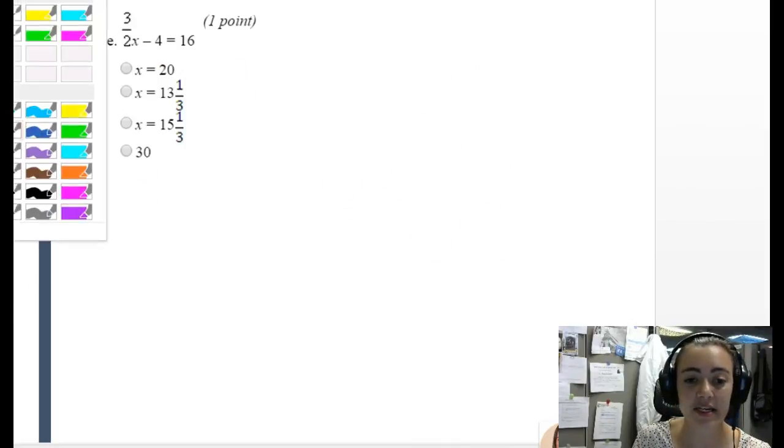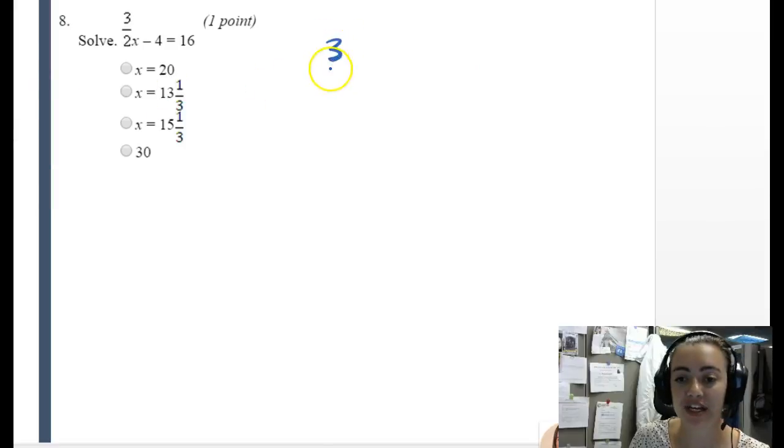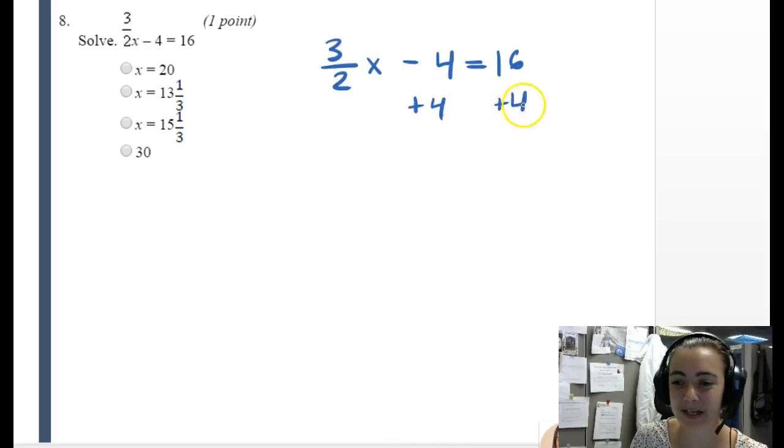For question 8, we're solving again. This time it's 2/3 x minus 4 is equal to 16. So again, let's tackle this part first. The inverse of subtracting 4 is adding 4. Negative 4 plus 4 is 0, so now we have 2/3 x is equal to 20.